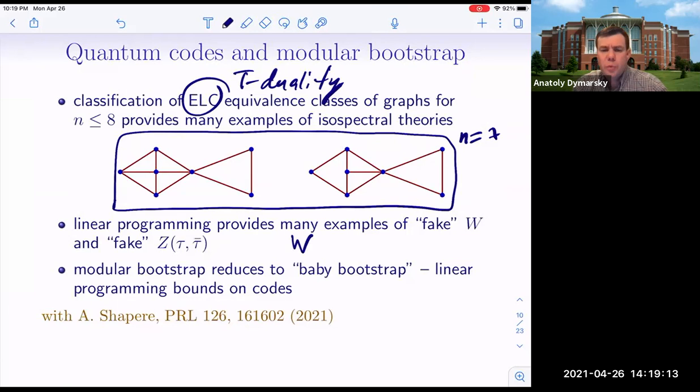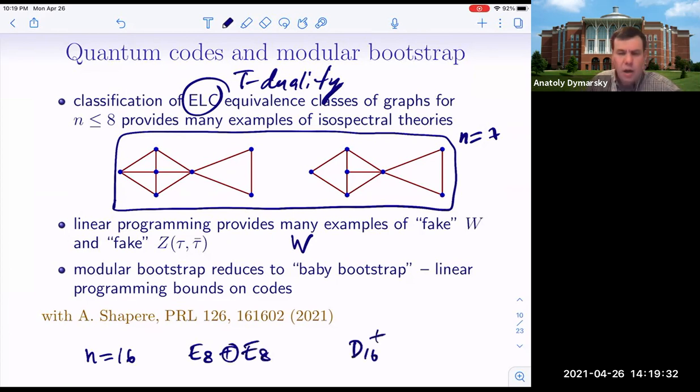And if you're familiar with the story, this is a non-chiral analog of Milnor's example. Milnor's example of n equals 16 even self-dual lattices. One of them is E8 plus E8, and another is what is called D16 plus. Those two lattices are associated with two different codes, like in our case, they're not equivalent to each other.